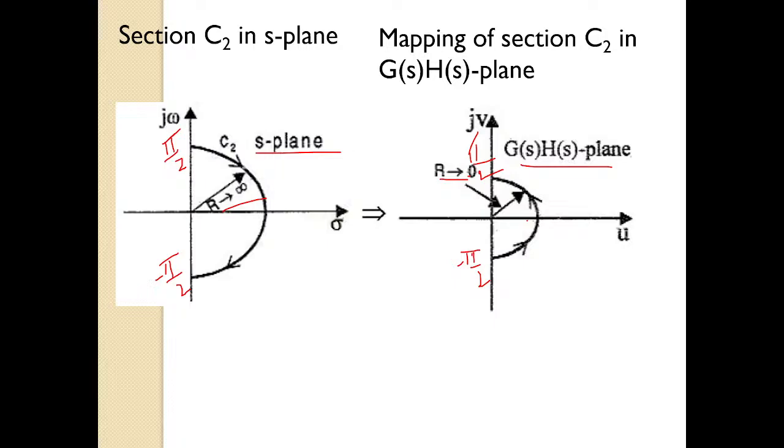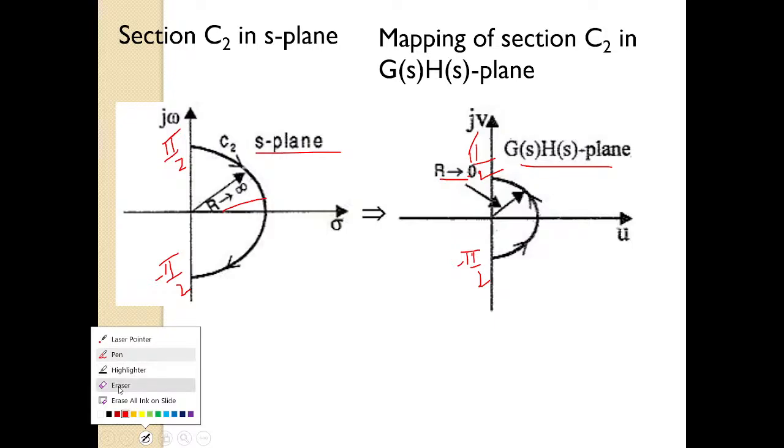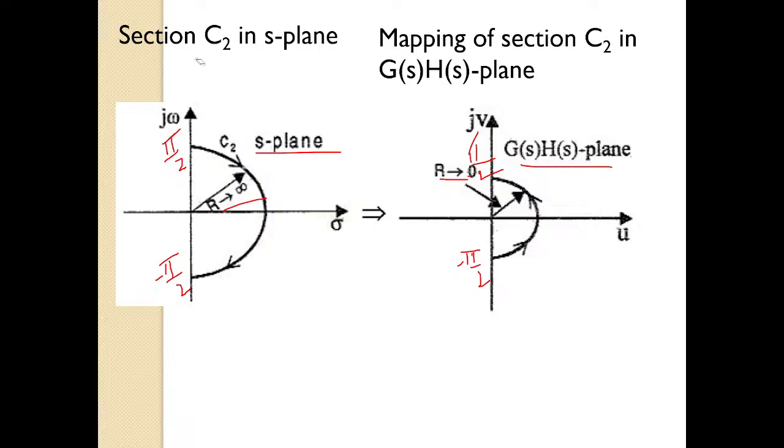So remember, whenever you get limits from negative to positive, you will get an anti-clockwise arc. If you get theta values from positive to negative, you must draw the arc in clockwise direction. So this is our contour for section 2. So that is the mapping of C2 on the G(s)H(s) plane.